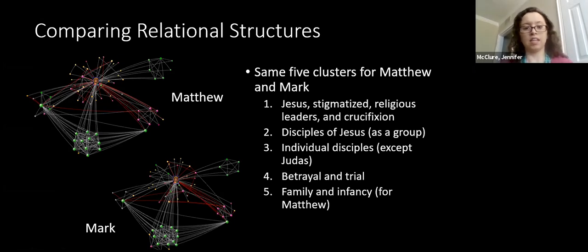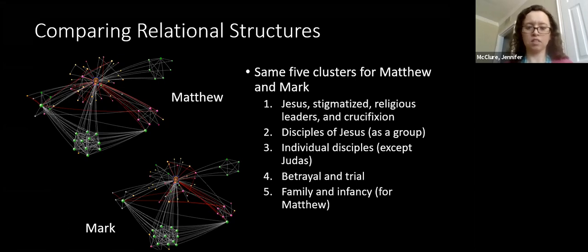If you were with us for the second talk, this was the analysis that grouped Jesus with a lot of stigmatized people, where if Jesus was taken out of the network, a lot of the stigmatized people wouldn't have connections to the broader network. And so this is that same approach to identifying clusters. When we look at Matthew and Mark, they have the same 5 clusters. They may not always have the same people in all the clusters, but the broad structure is the same.